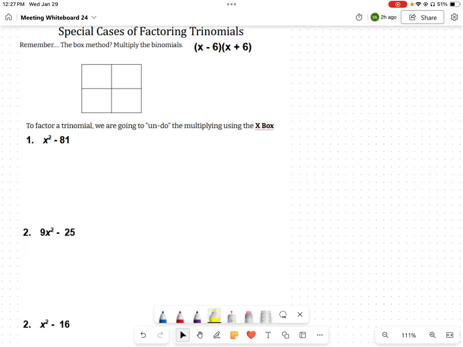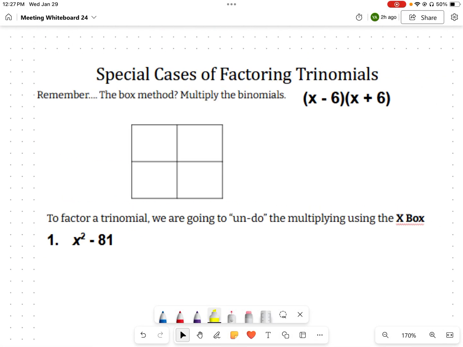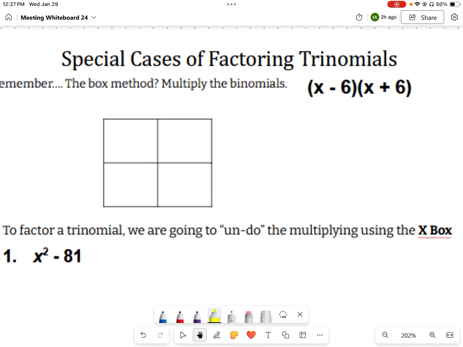Let's look at our special cases for factoring. First thing we're going to do is just remember how to use the box method. So I have x minus 6 times x plus 6. So go ahead and put x minus 6 and then x plus 6.